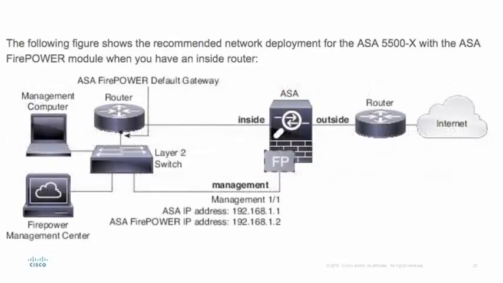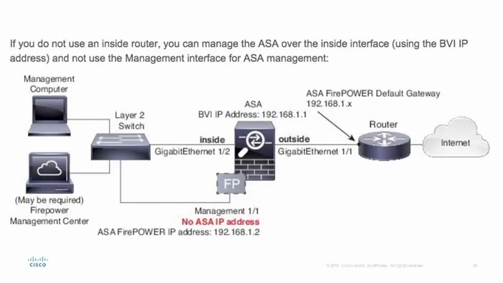Here's a topology diagram to show how that works when you have an inside router. If you don't have an inside router, if you're not going to use that, you can also manage it, again, using the BVI IP address of the underlying ASA. Notice at the bottom, no ASA IP address, because you're just going to use the inside interface's IP address to manage the ASA. You're going to use the firepower's IP address to manage the firepower module.